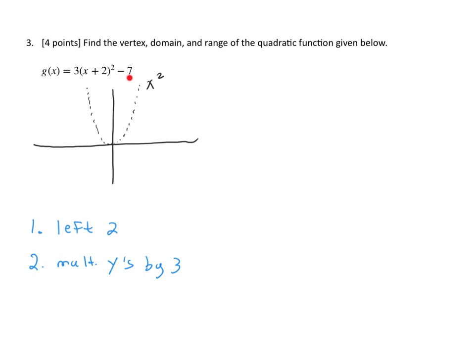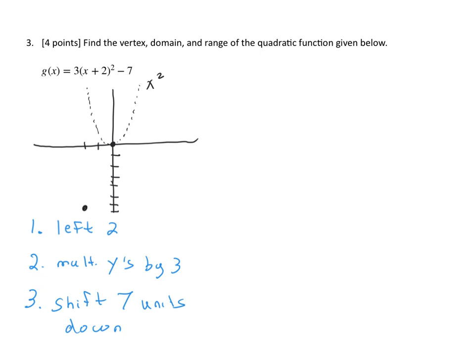The last thing that happens is we're going to subtract 7 from every single y value. So this thing goes 2 to the left, we stretch the y values, and then drop down 7 places. So we're going to shift 7 units down. So this starting point here first goes 2 places to the left. It then stays here when we stretch it, and then it goes down 7 places. So 1, 2, 3, 4, 5, 6, 7.